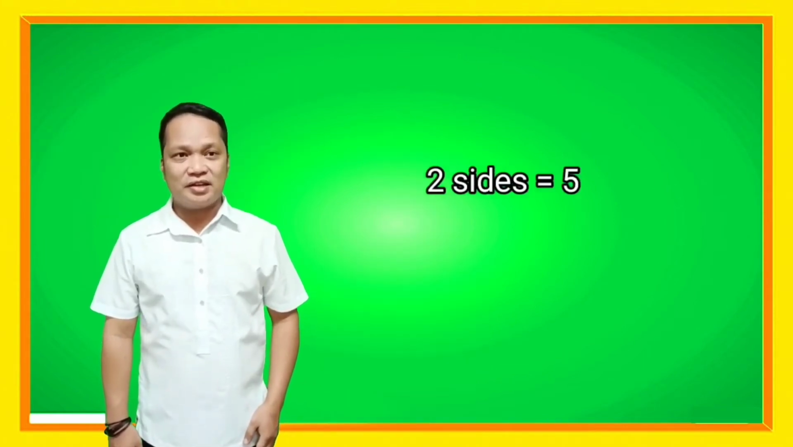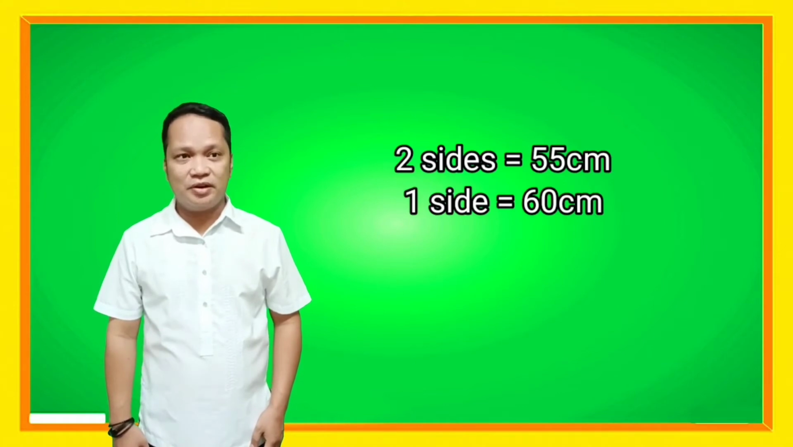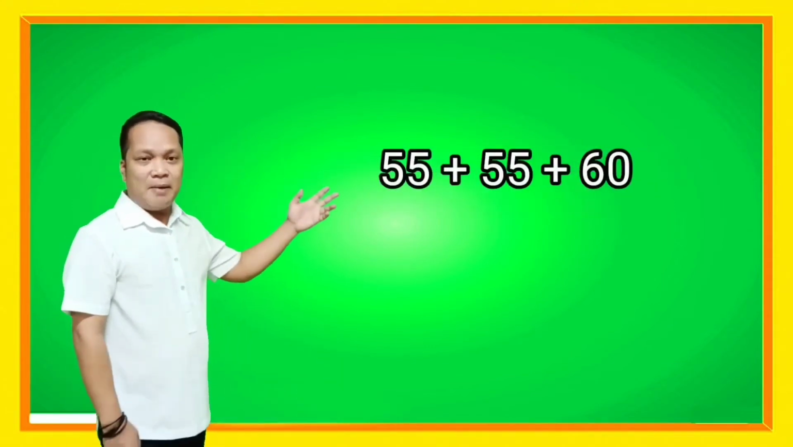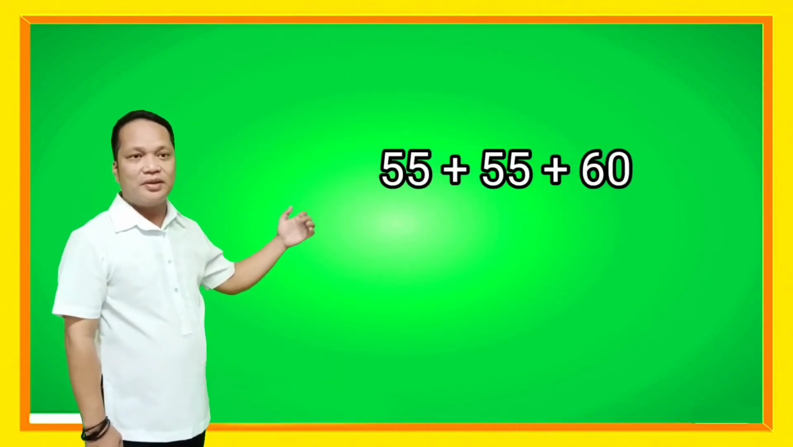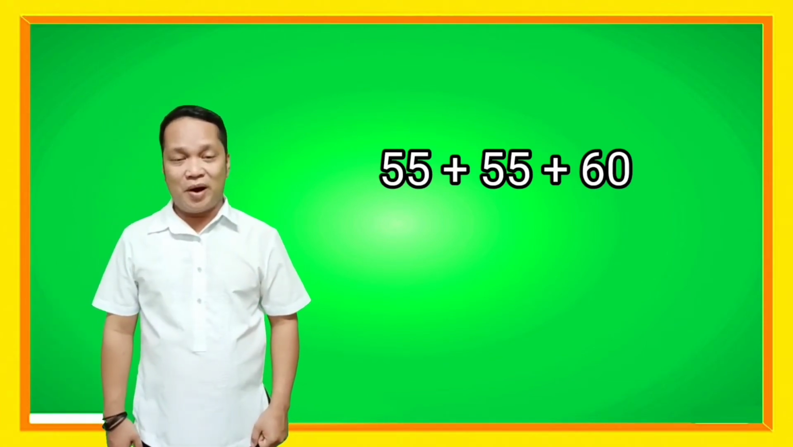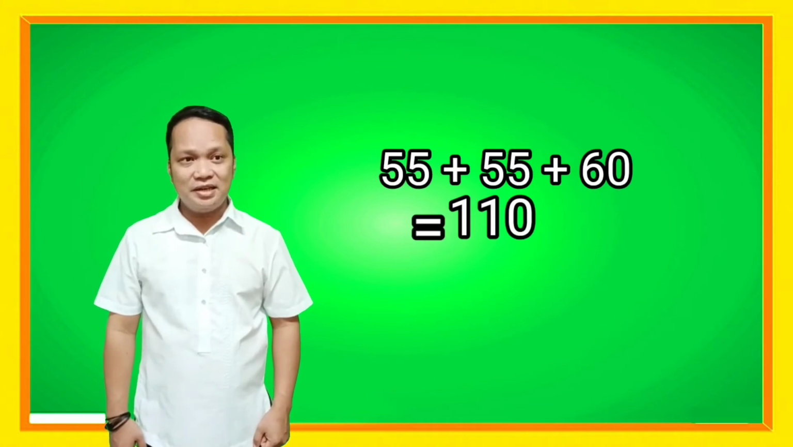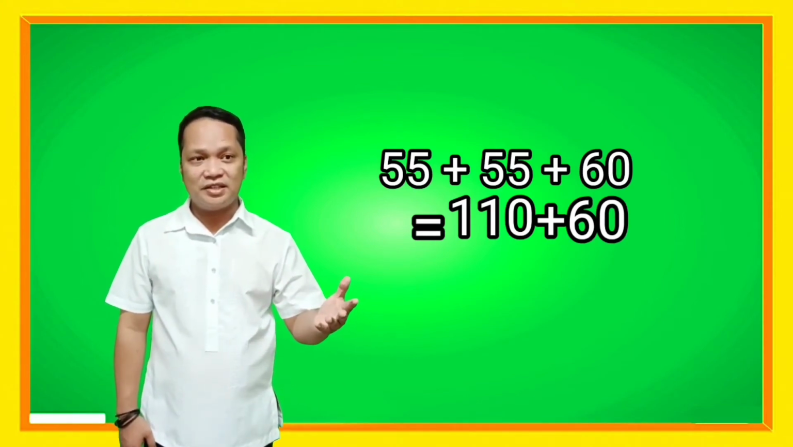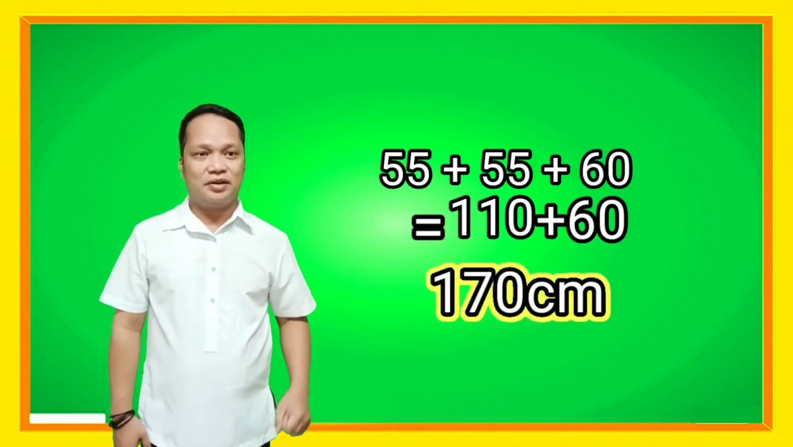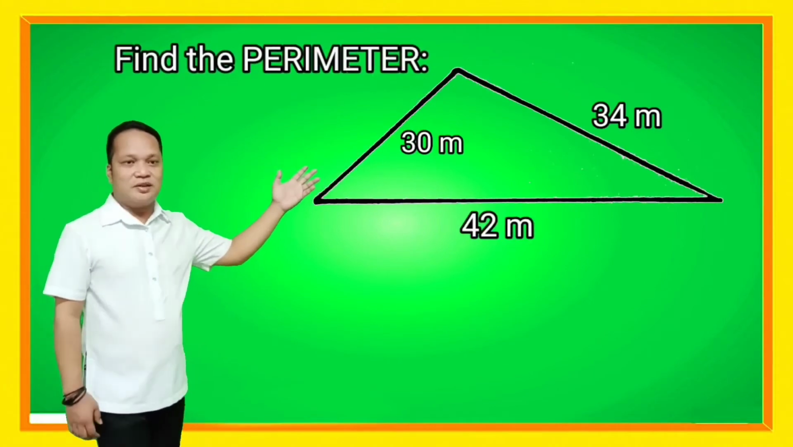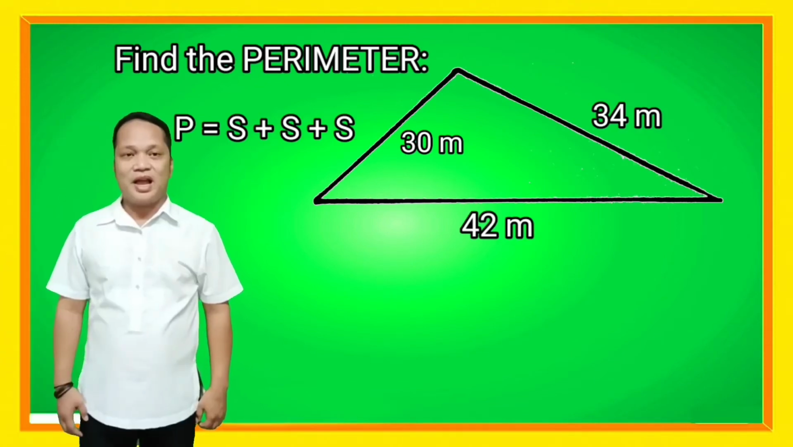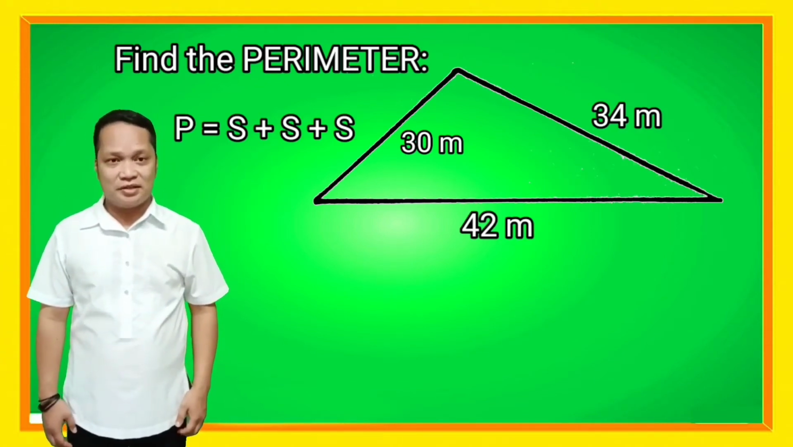Since 2 sides of the neckerchief are 55 centimeters and the other side is 60 centimeters, we are going to write 55 plus 55 plus 60. 55 plus 55 equals 110 plus 60 equals 170. Therefore, the perimeter of the neckerchief is 170 centimeters. Now, try to get the perimeter of this triangle using the formula P is equal to S plus S plus S. I will give you 15 seconds to answer. Go!